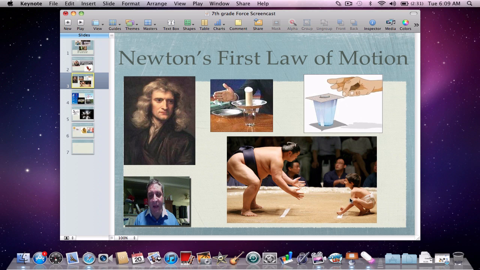So it's a lot easier to move this fella than it is this guy right here. He's got more inertia. So if these guys square off, he's not going to move very easily, and he will. Okay, so an object at rest remains at rest, or an object in motion remains in motion, unless an outside force acts on it. That's called inertia. The more mass you have, the more inertia you have.